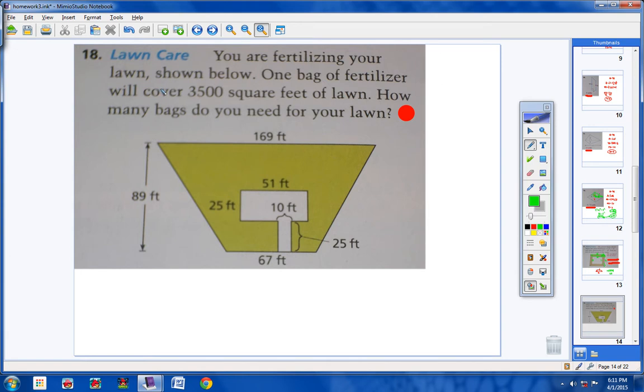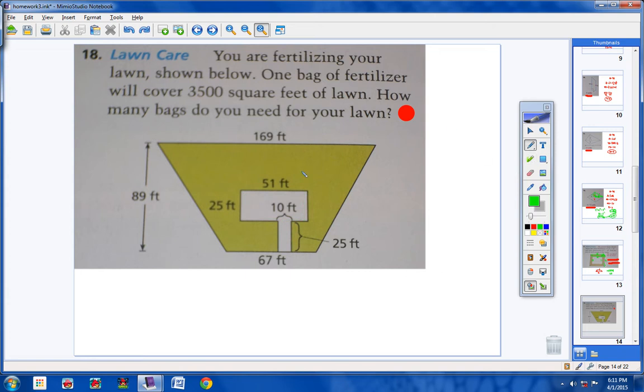Okay, you are fertilizing your lawn, shown below. One bag of fertilizer will cover 3,500 square feet of lawn. How many bags do you need for your lawn? Well, students, there's many ways to do this, okay? You could divide this up into a trapezoid here, and then a trapezoid here, then one here. But I'm telling you, the best way to do this is simply notice you have one big trapezoid. So just simply find the area of that entire trapezoid, then find the area of this white rectangle and subtract it out, then find the area of this white rectangle and subtract it out, and you are finished. That's the best way to do this, okay?